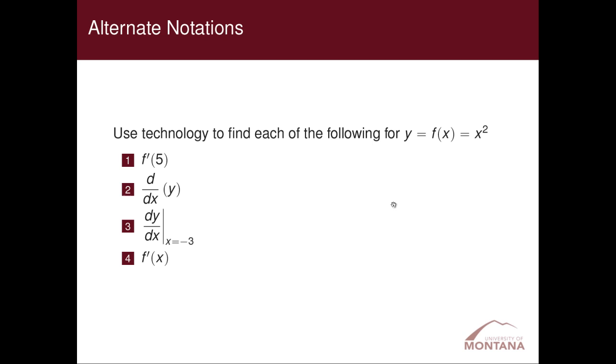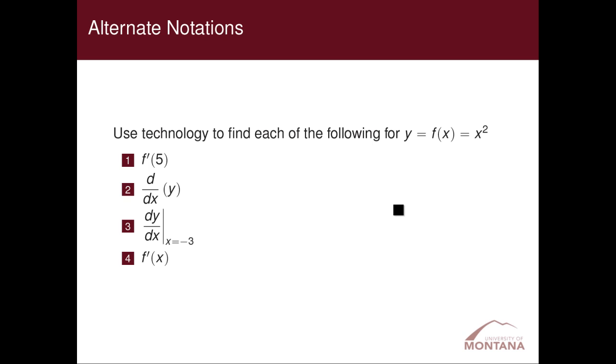So just to make sure we're all on the same page, let's use some alternate notation to investigate the graph of y equals f of x equals x squared. What would it mean if we were to try to find f prime of 5? What would it mean if we were trying to find d by dx of y? What would it mean if we were trying to find the derivative with respect to x of y? And number 3, what would it mean if we were trying to find dy dx evaluated at x equals -3? And finally, what would it mean if we were asked to find f prime of x?